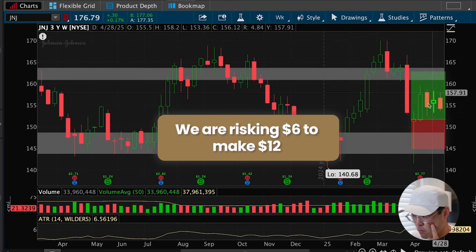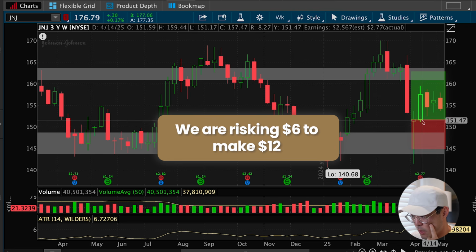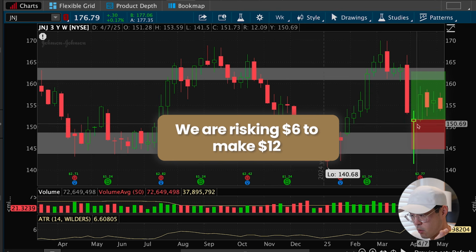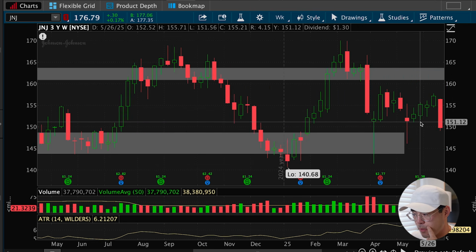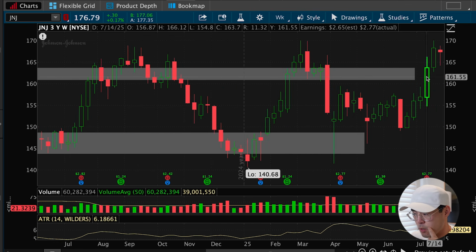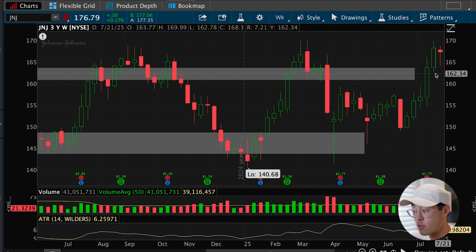151 all the way to 162. I'm risking 6 points to make around another 12 points. That's 1 to 2, 1 to 1.75. And the market hasn't touched it. And right on this candlestick right here, I exit. Boom. That's your trade.